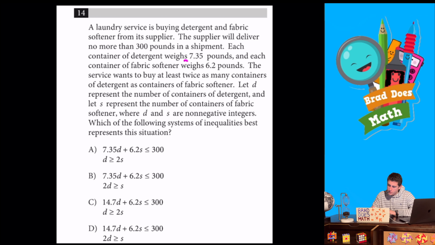So the detergent goes with the 7.35. The softener goes with the 6.2. So it's between A and B because C and D don't have the 7.35. Now, a big mistake everyone makes, not everyone, you won't make it, is if we need twice as many containers of detergent, don't just resort to 2D because you need twice as much detergent. If you're saying the detergent is twice as much as the softener, it's actually this guy. A is your answer.